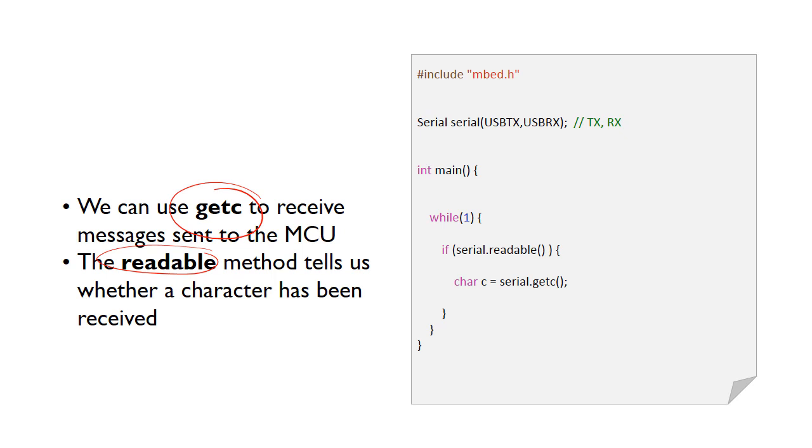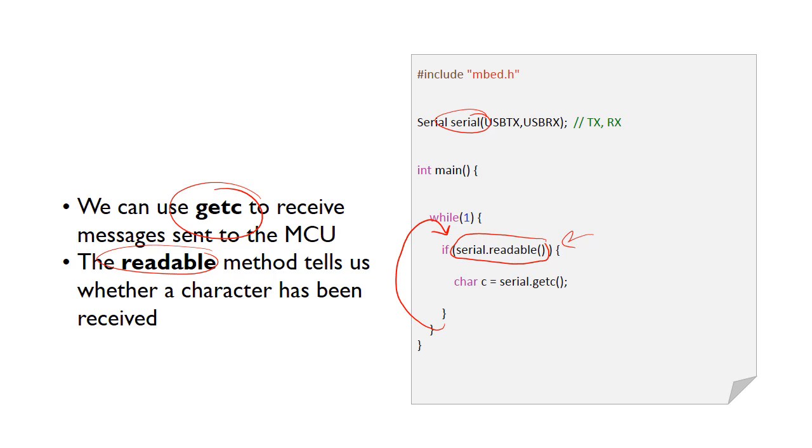In this example, we've got our serial object, and it's inside of a while(1) loop because we need to be constantly listening for a message. You can't just listen once. Then we've got this if statement, if serial.readable. This will check if a character has arrived at the microcontroller and then return true or false. If it's false, nothing will happen. Then we'll just go back to the beginning of this loop.